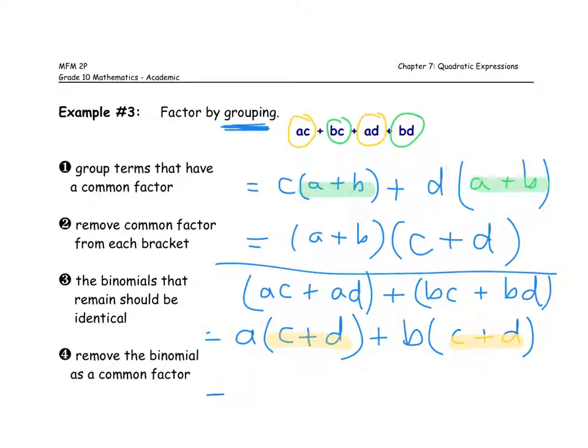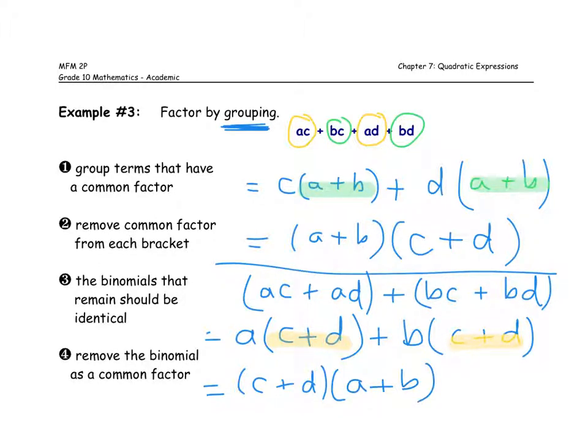Now I can pull out the C plus D factor, because each of these terms, right, this is a term and this is a term, each of them has a C plus D. And so I'm going to pull out that C plus D as a common factor. And what's left over? Well, I have the A left over and then the positive B over here. So A plus B.